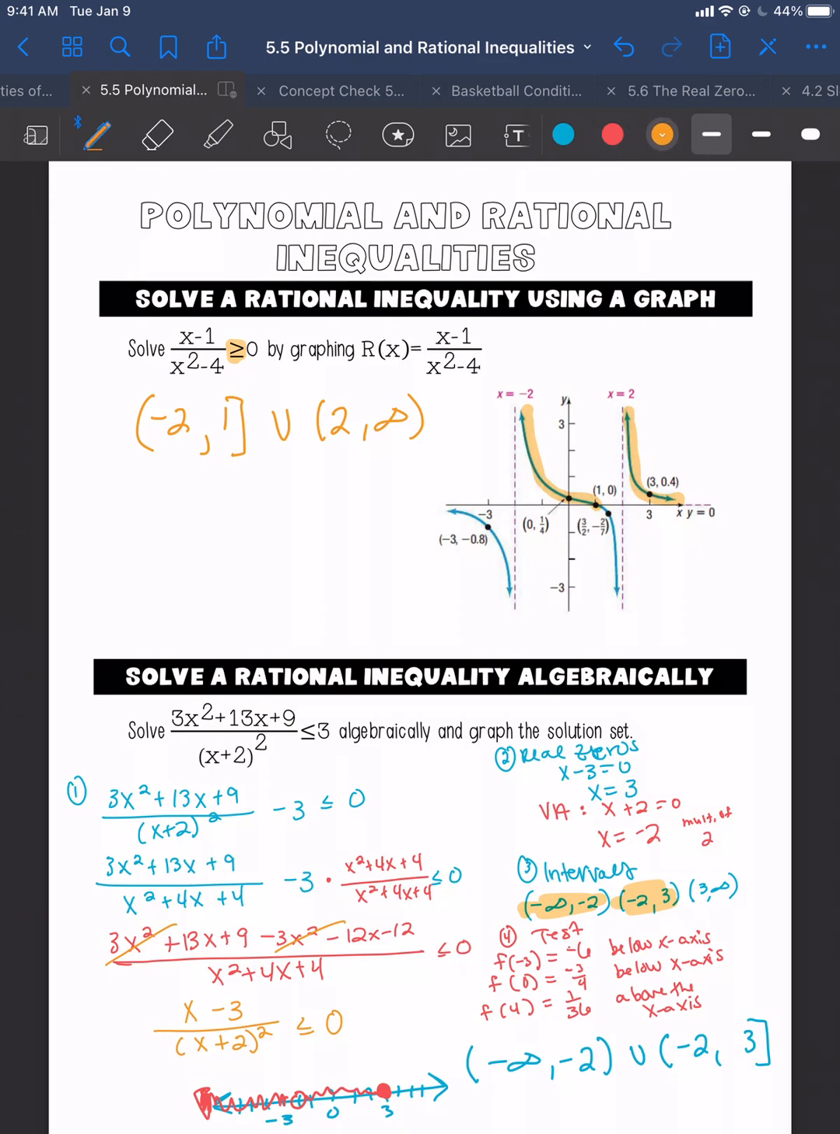And again, in some textbooks, maybe you would see parentheses like this and a bracket like this to display the interval. And there you have solving polynomial and rational inequalities.